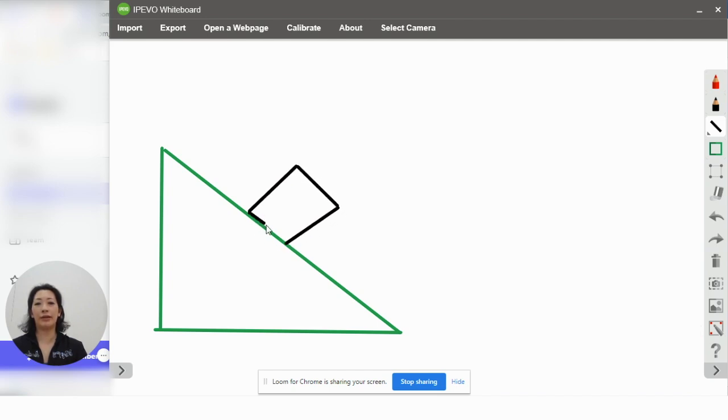I know the box is a little bit drunken here, but I can't use the square function because I can't rotate it. Okay, so let's just go with it, all right?